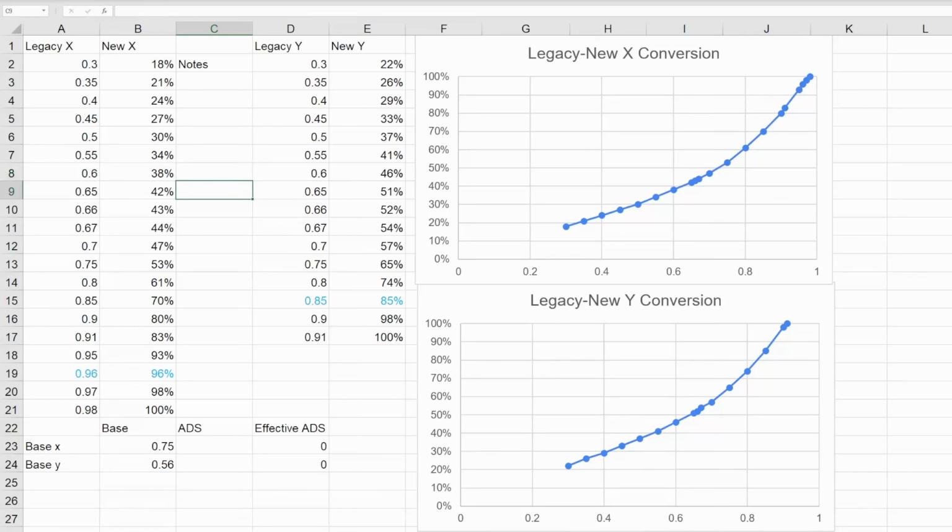Okay, let's jump into how to do this. Let's start out with base sense, which is easier than ADS sense. ADS sense, you're going to have to do a bit of math, but base sense, it's easy. All you're going to do is, if your sensitivity happens to line up exactly on a data point I've plotted out for you, easy. Then you just look one column to the right, and that's your conversion. So 0.6 goes to 38%. 0.6 on Y goes to 46%.